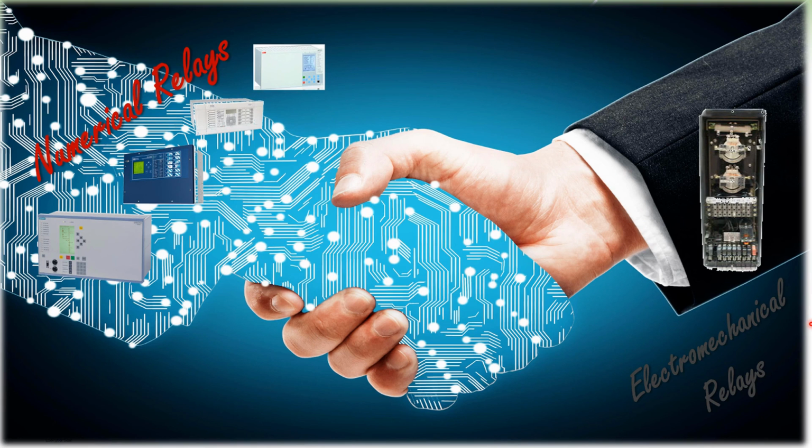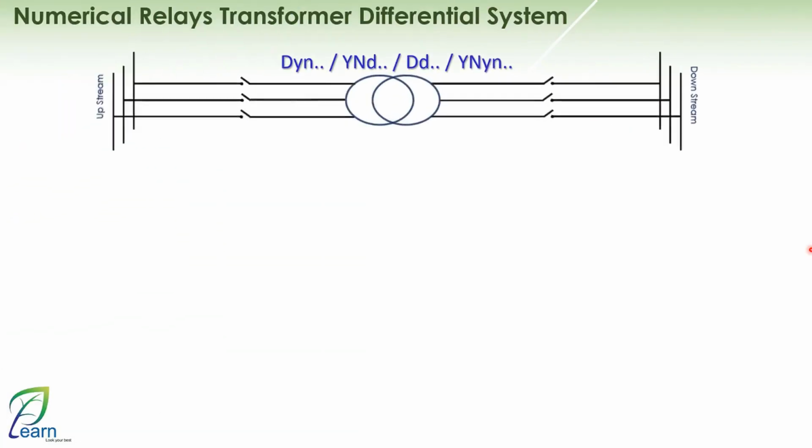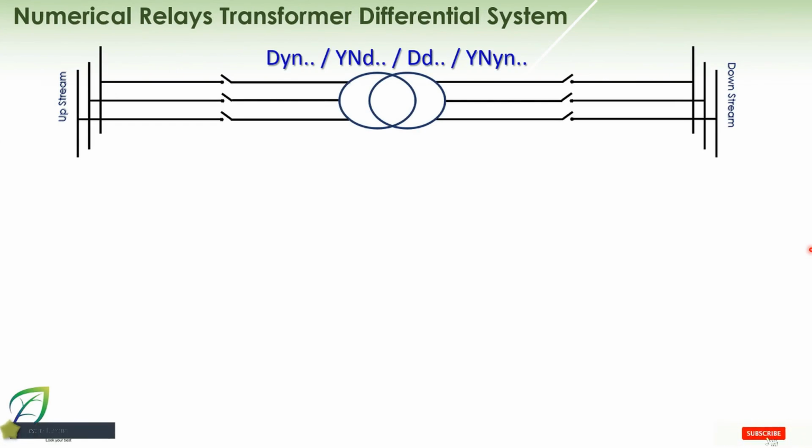Here, we want to talk about two things. Number one, the transformer differential system, and number two, the transformer differential characteristics. The first thing we have is the numerical relay transformer differential system. Let's now assume that we have a transformer, and this transformer consists of two sides. The transformer vector group can be dyn, ynd, dd, or yn, and here we have a vector group number from 0 to 12. This transformer can be step up or step down, meaning in the end we will have an upstream and a downstream.